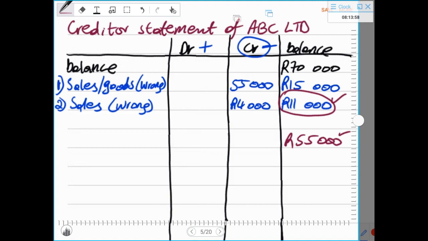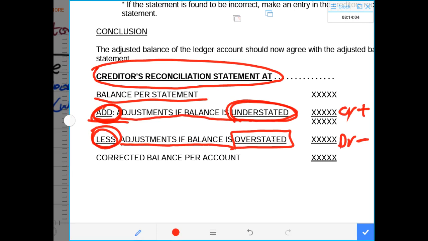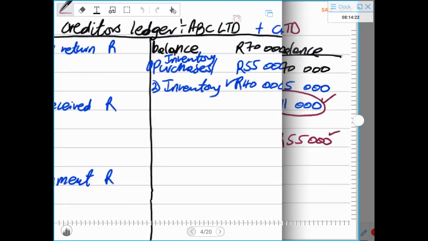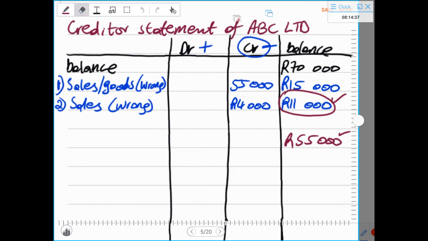And when the balance is underestimated, you add. Remember the rule: when the balance is underestimated, you add. I'm not going to record the difference if the balance is understated. In this case, we have seen that our balance is understated, so what do we do? We add. Then the question is, which side do we add? The answer is we add on the side the creditor is increasing. The creditor is increasing on the credit side, so that is the side that we add in the creditors reconciliation statement. That is why we have to cancel the 4,000 on the same side, which is the credit side.